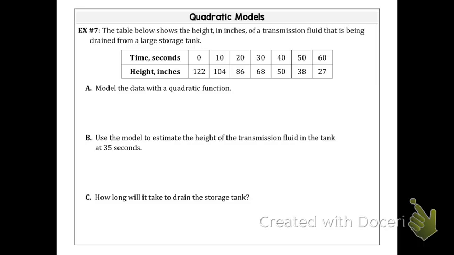So either clear your calculator or clear your L1 and your L2. So we're going to put our time in seconds in L1, our height in inches in L2. I'm going to go run my quadratic regression. And so when I do that, pause this if you need to. Here's the equation that I found.